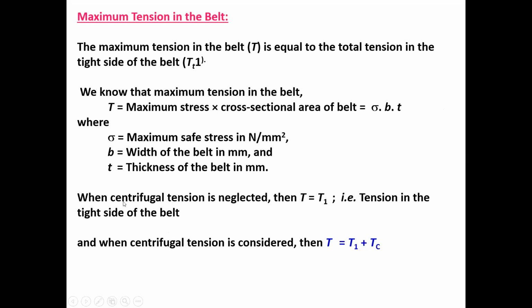When centrifugal tension is neglected, then T equals T1. Neglecting the centrifugal tension, the maximum tension equals T1. Similarly, when we consider the centrifugal tension, the maximum tension equals T1 plus Tc. That is our maximum tension in the belt, without consideration of the centrifugal tension and with consideration of the centrifugal tension.